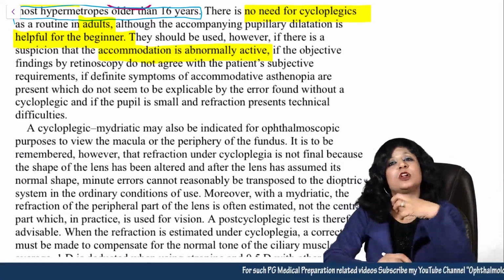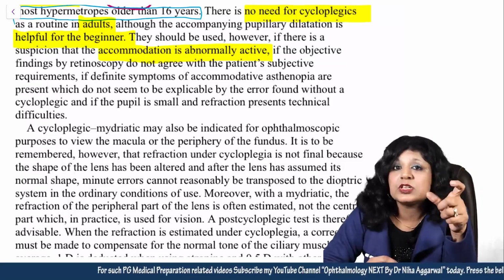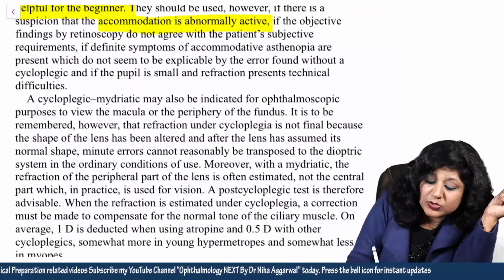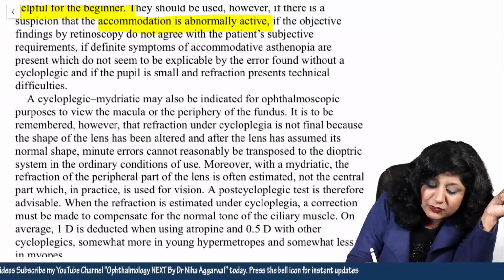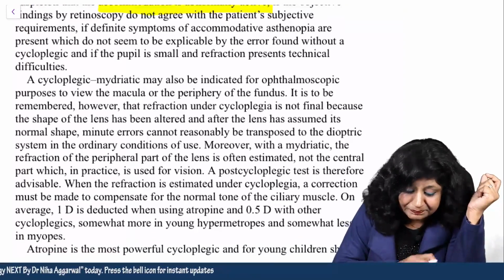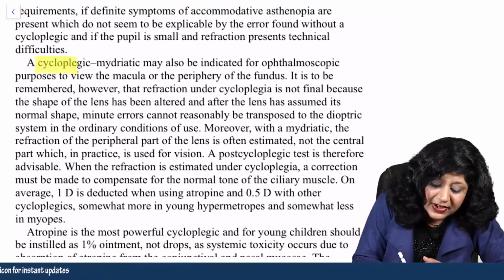This should be used, however, if there is a suspicion that the accommodation is abnormally active. Some people who have got accommodative spasm, abnormally active accommodation, in that case you should go for the mydriatics. If the objective findings by retinoscopy do not agree with the patient's subjective requirements, then again go for the mydriasis. Now, a cycloplegic and mydriatic. See, now they have come up with the right word, mydriatic and a cycloplegic.